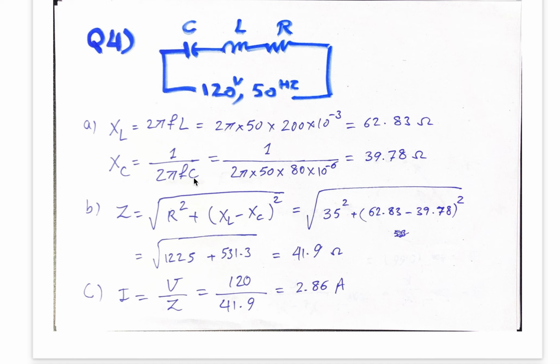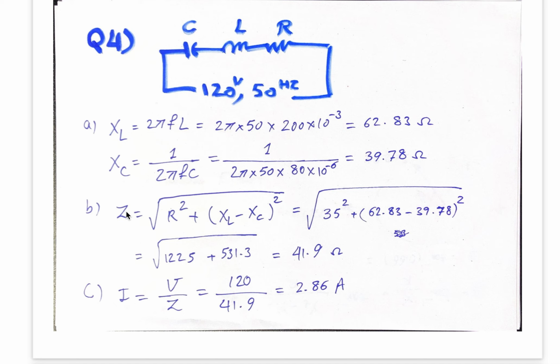Okay, 1 over 2 pi FC, so that is 1 divided by 2 pi F, 50 Hertz, and then C, or capacitance, is the one given in the question. That was 80 microfarad. If I'm not wrong, 80 microfarad, so that is 80 times 10 to the power negative 6, which is a replacement for micro. So you can calculate this using your calculator, simply multiply them and then make the inverse, and you get 39.78 ohm.